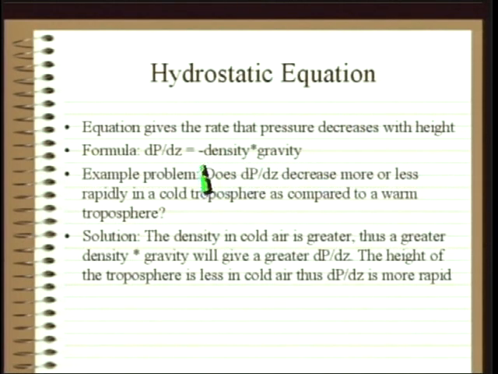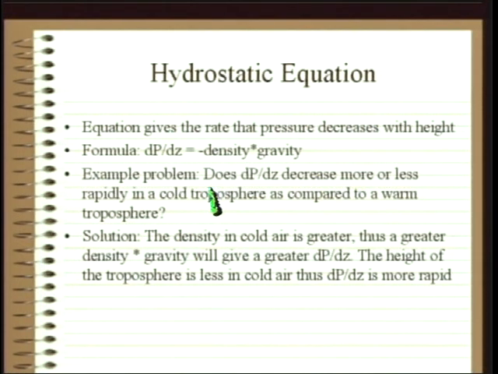And the negative sign there is to indicate that as you're going up in the troposphere from the surface, the pressure is going to be decreasing. So for an example problem, does dP over dz decrease more or less rapidly in a cold troposphere as compared to a warm troposphere? And our solution: the density in cold air is greater. Since the molecules are not moving as quickly, they're going to be closer together, a higher density of colder air.